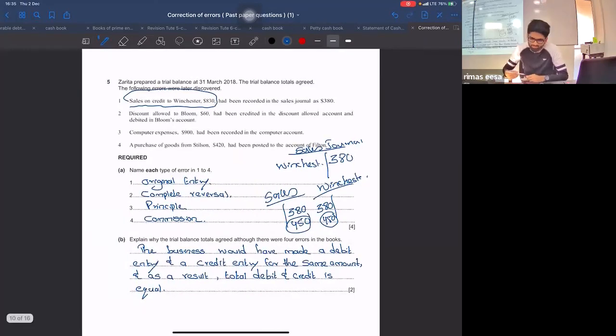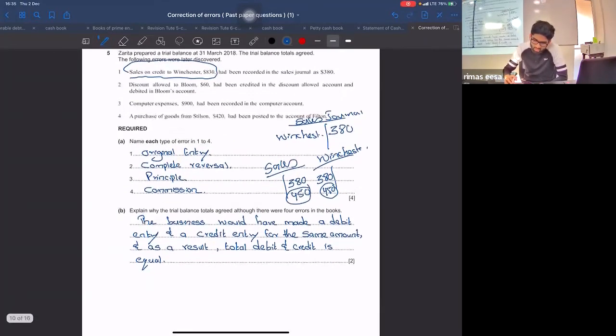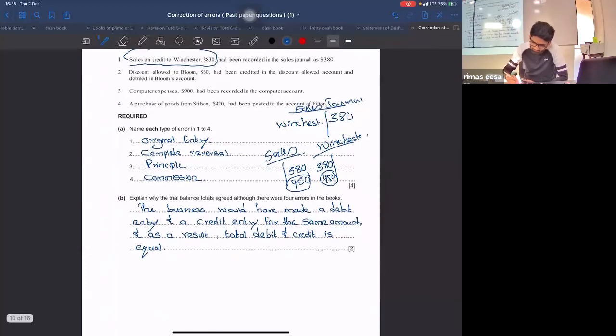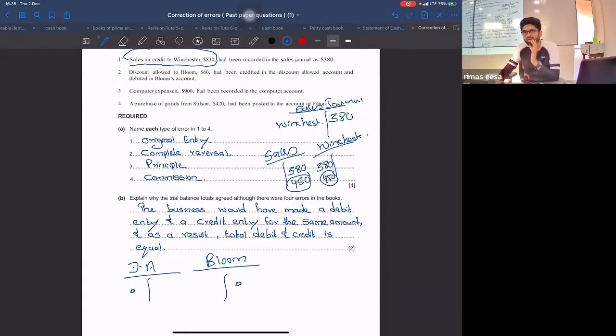I'm coming to error number 2. Discount allowed to Bloom 60. Discount allowed is income or expense? Expense. In accounting, expenses should always be debited. So if you debit the discount allowed account, what should I do in the account of Bloom? Credit. That should be the correct double entry. What did this fellow do?